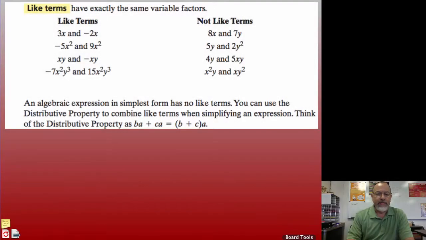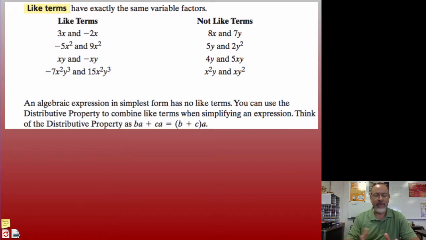Algebra Chapter 1, Lesson 5, and we want to wrap up this lesson by looking at what we call like terms. And this is going to be very important. Again, it seems like I say that a lot, but it seems like everything's very important as we go through these new things that we're learning. But like terms is going to be very important to simplifying these algebraic expressions that we're looking at.